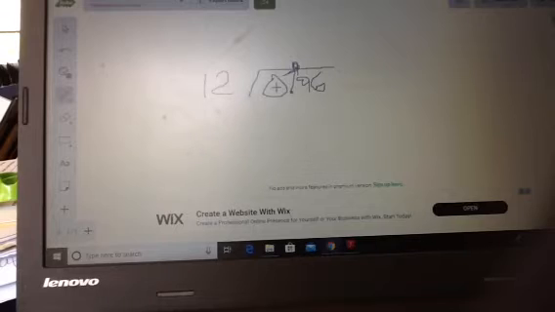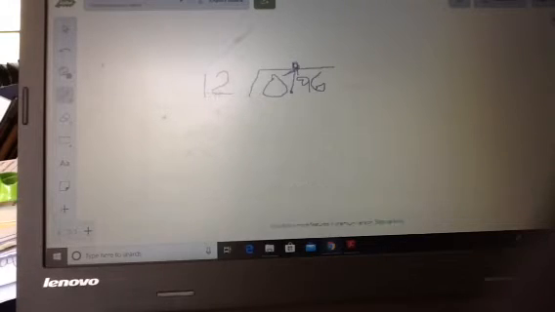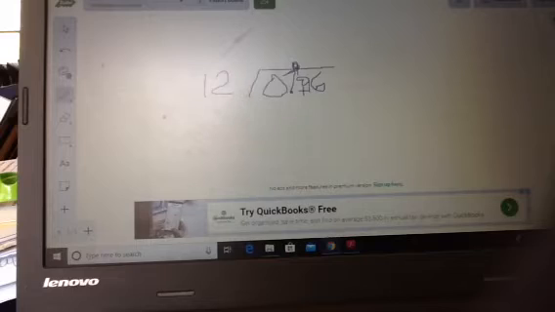Of course, 12 can't go into 0. There's no need to put a 0 there. You can if you want, if it helps you, but I'm not going to. It's not necessary. And then 12 still won't even go into 9.